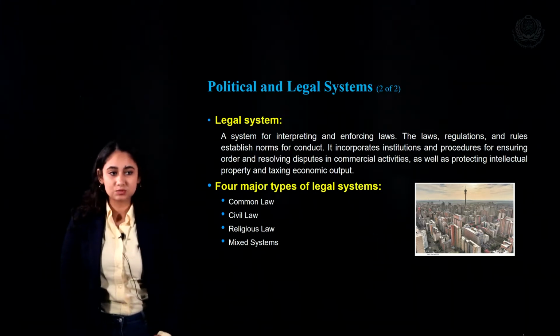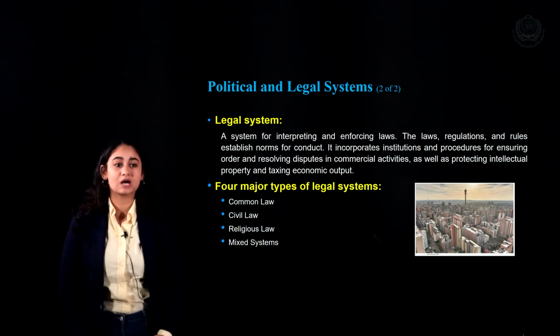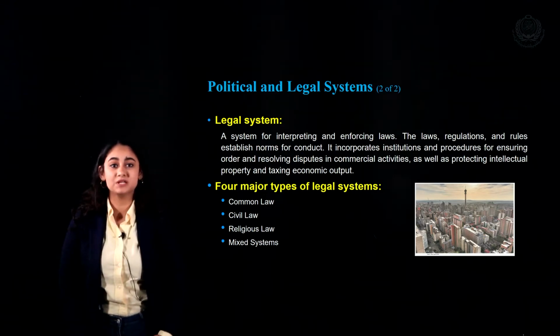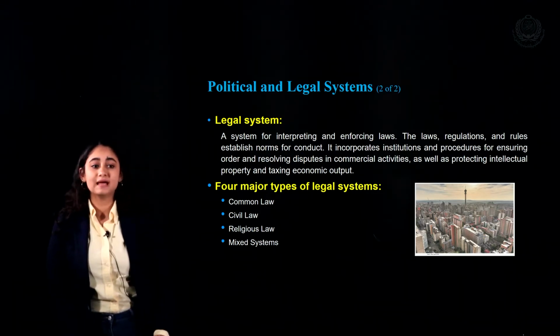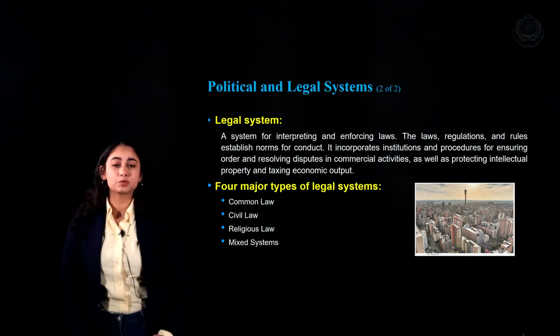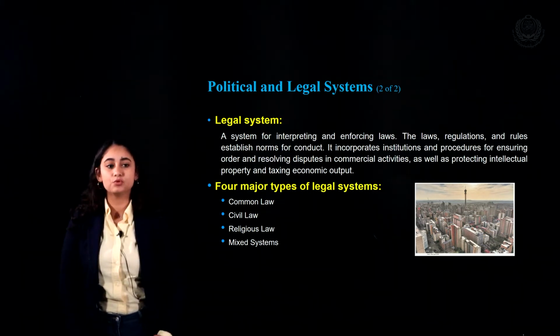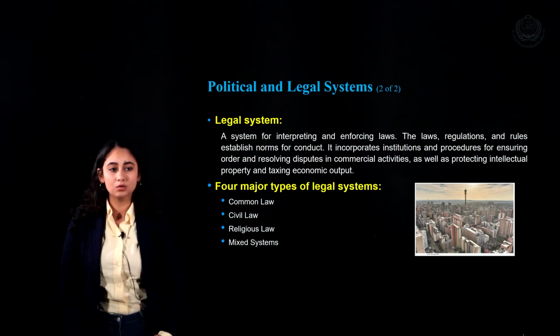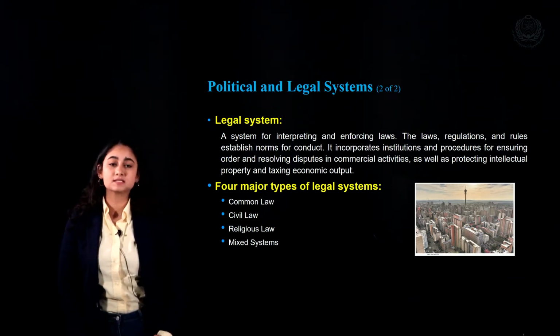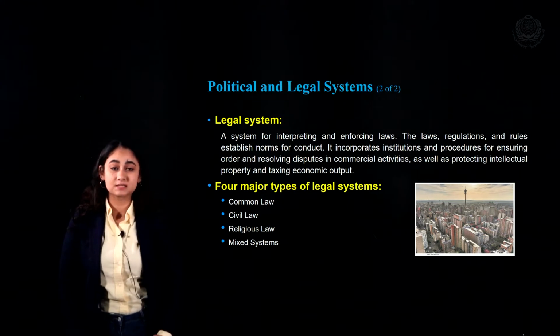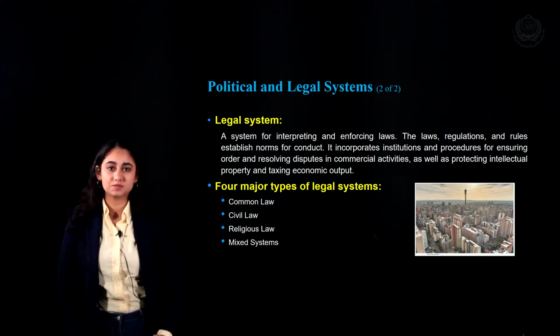So the legal systems, as we were just defining, are the laws, regulations, rules, and established norms for conduct. It's almost like the code of conduct which I will be following, and these are the rules and regulations that I must abide by or follow. Now, legal systems differ from country to country. Usually the legal systems are comprised of four different types. We have common law, civil law, religious law, and some nations have mixed systems, and we will also go over the different types of laws later on.